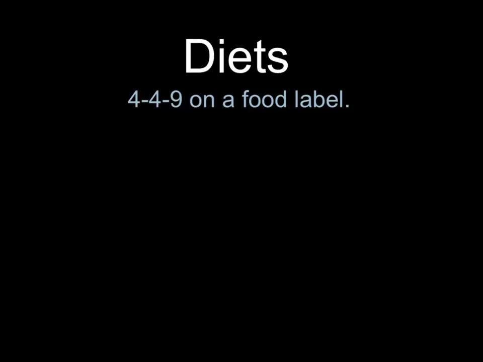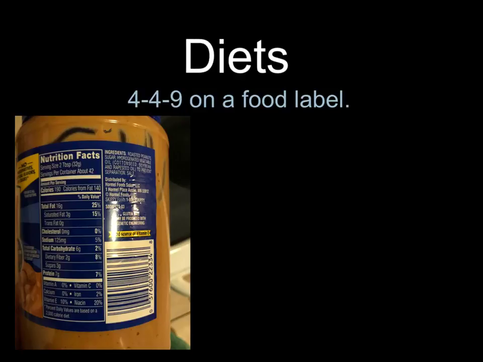For this assignment, you will have to complete a 449 on a food label. I'll show you how this is to be done. This is a food label on the back of a jar of peanut butter in my apartment. We'll be looking for three specific categories: protein, total carbohydrates, and total fat.